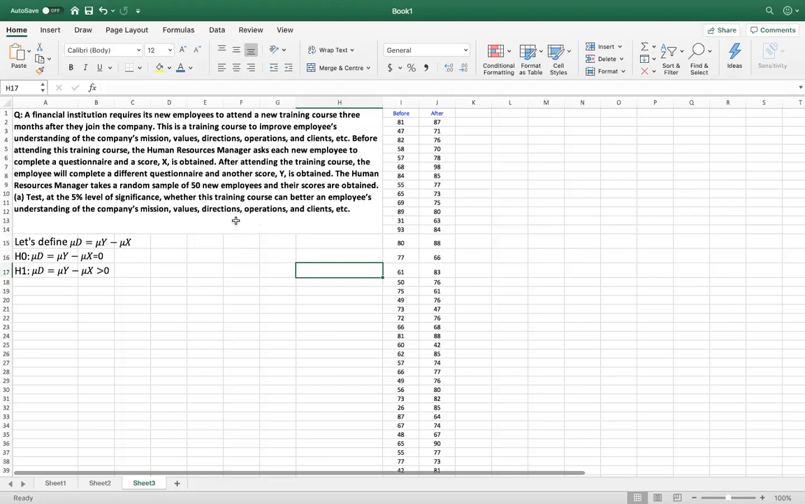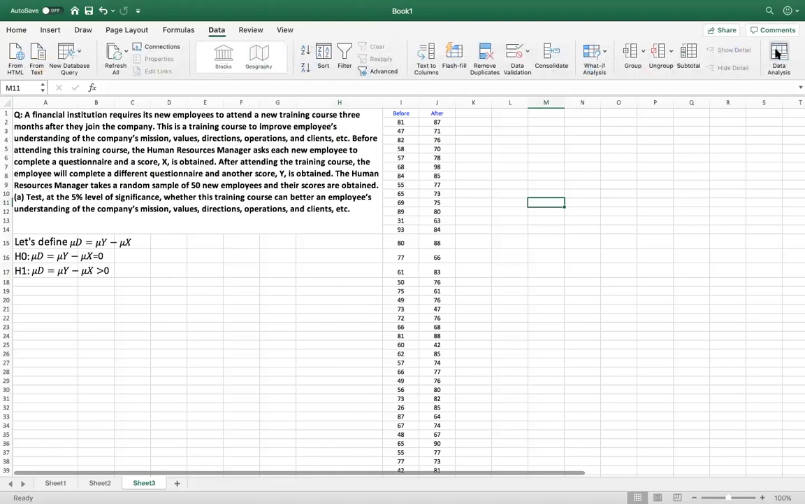And you can see, as the question said, that they want to know whether the training course can better an employee's understanding. So the null hypothesis here is that mu d is 0, which means that the training course makes no difference. And the alternative hypothesis is that the training course can better the outcome, which means that mu d would be greater than 0, and the after score will be better than the before score. So then we will draw the output using Excel.